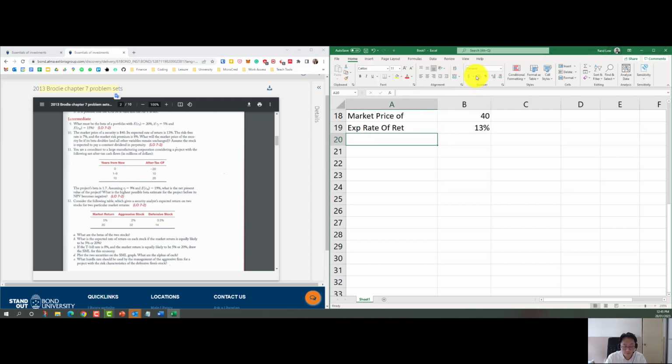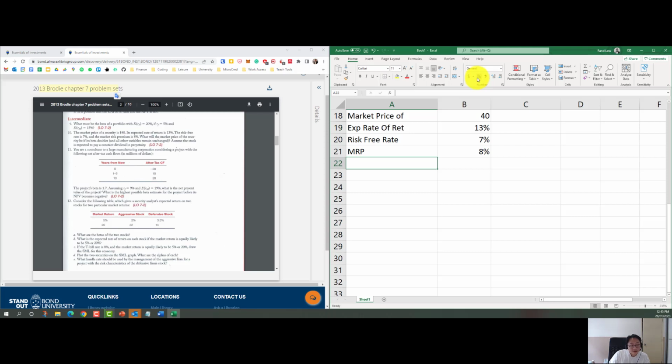The risk-free rate is going to be 7%, and the MRP is going to be 8%. What will the market price be of the security if its beta doubles and all other variables remain unchanged? Assume that the stock is expected to pay a constant dividend in perpetuity.